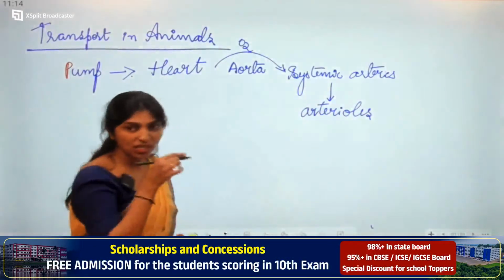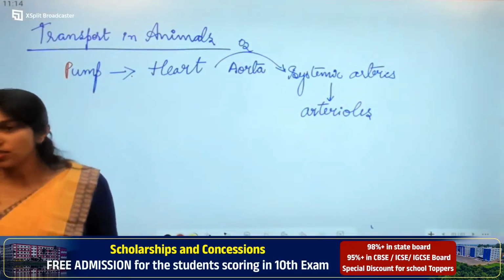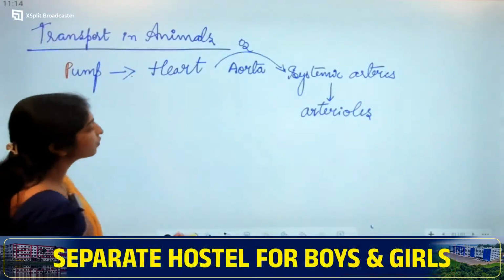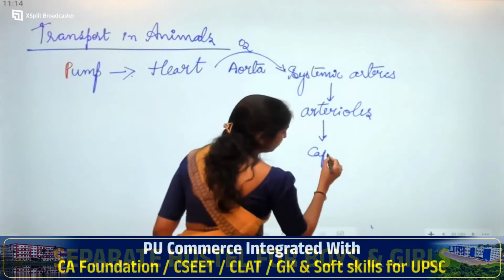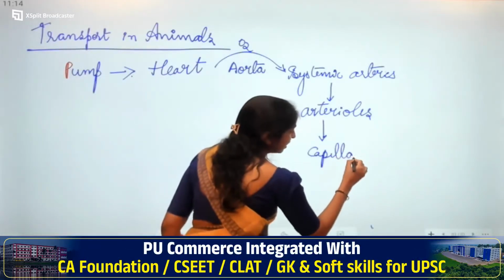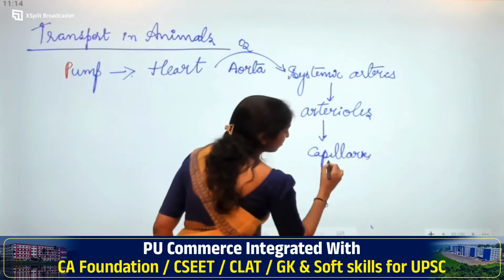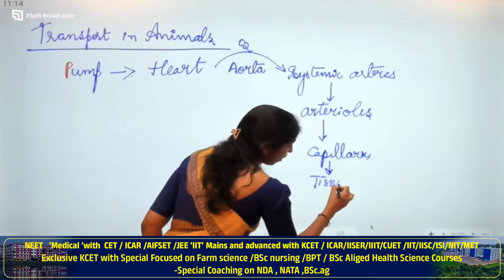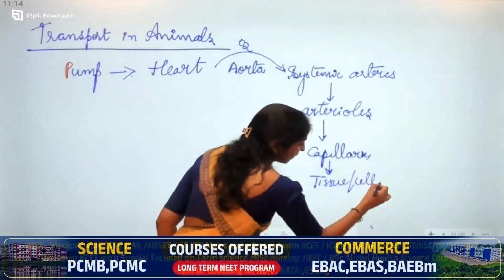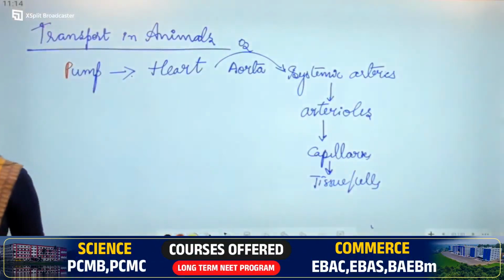Okay, the fine branches of arteries are arterioles, and the arterioles will give the blood to the capillaries. Okay, it will give the blood to whom? Capillaries. Capillaries will give the blood, or exchange takes place between the tissue or the cells. This much is clear. How is the blood carried? It is pumped by the heart.